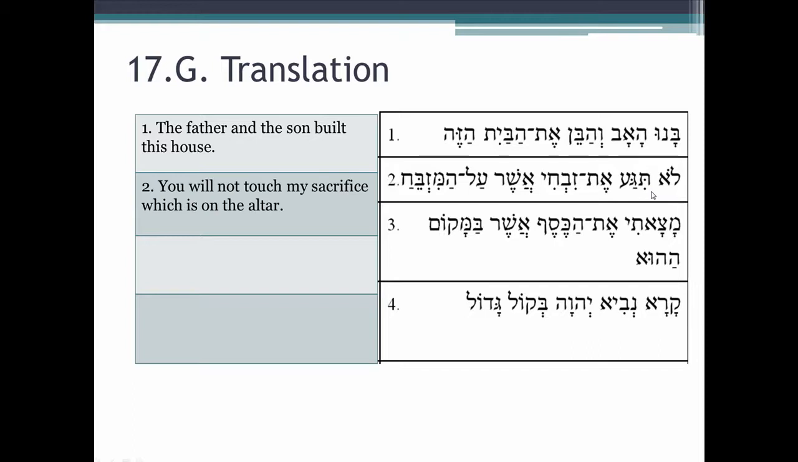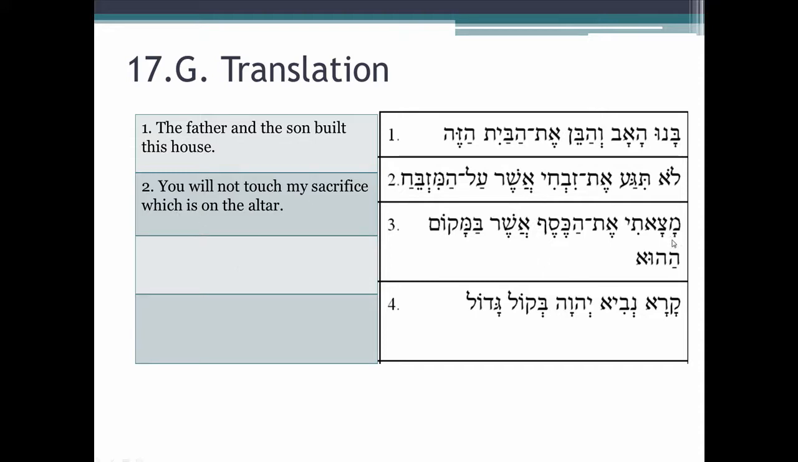So you will not touch what? Et zivchi. We have zevach as our lemma, our vocab form, our noun, and then with a suffix, first common singular suffix. You will not touch my sacrifice, which upon the altar, which is on or upon the altar. Again, we have to supply is here to make sense in English.